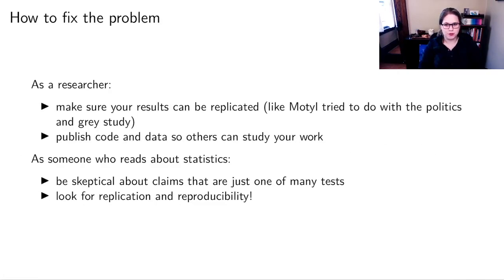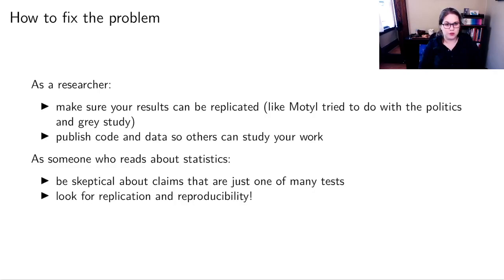So if you are doing research, you should make sure that your results can be replicated, done again to find the same result. So Model did this with the politics and gray study. He found that really small p-value and he thought, well, I better replicate it just to make sure it's real. And he found out it was just probably random chance that first time. And then the other thing is publish the code that you used to find your results and the data that you collected so that others can look at your work. So this is called reproducibility.